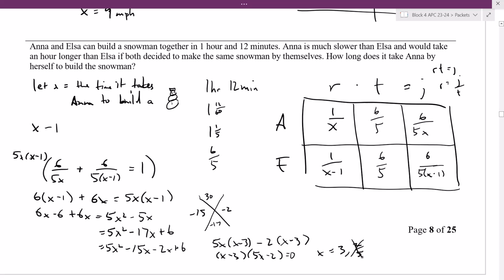Why would the 2/5 be negative for us? Oh, my bad. Yeah, that's a good question. Thank you.